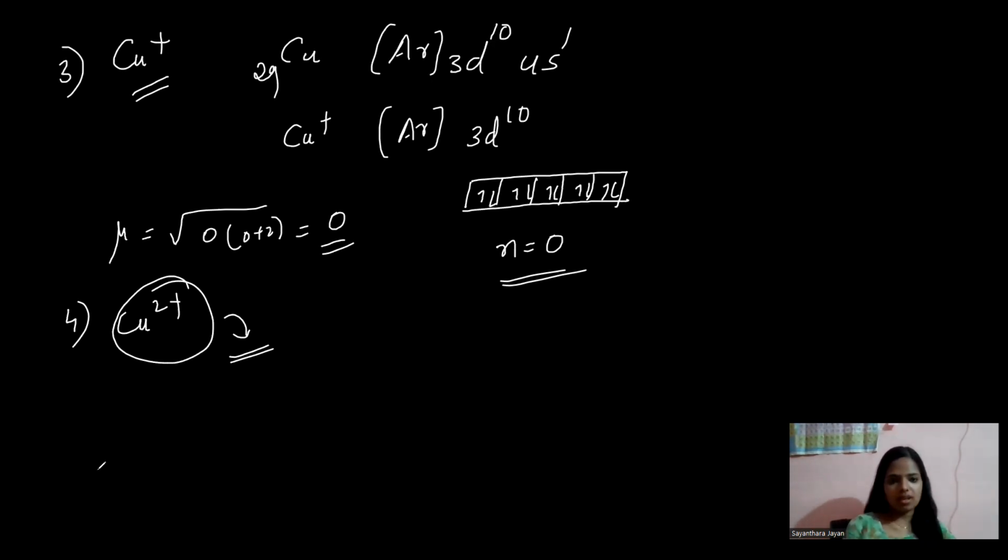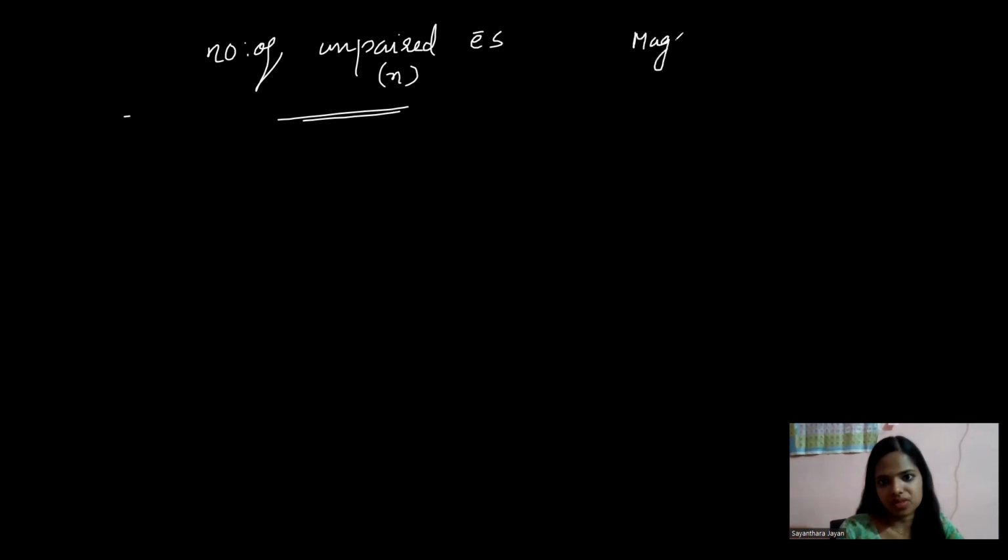So from this, you can identify that. I can summarize: you just have to identify the number of unpaired electrons in that particular ion. Number of unpaired electrons, then from here, the spin only magnetic moment.